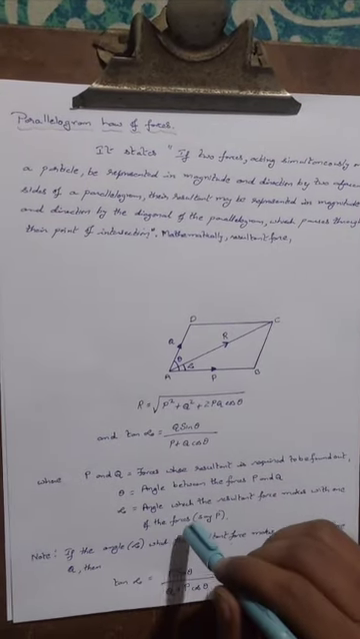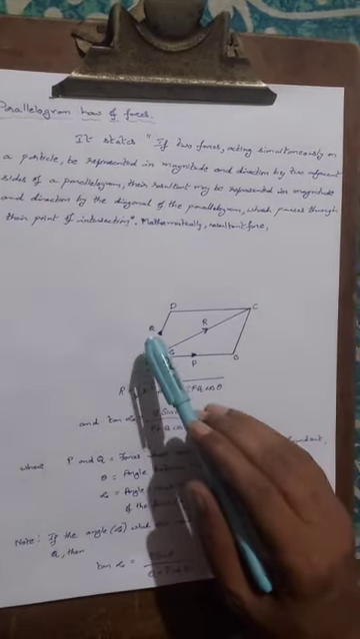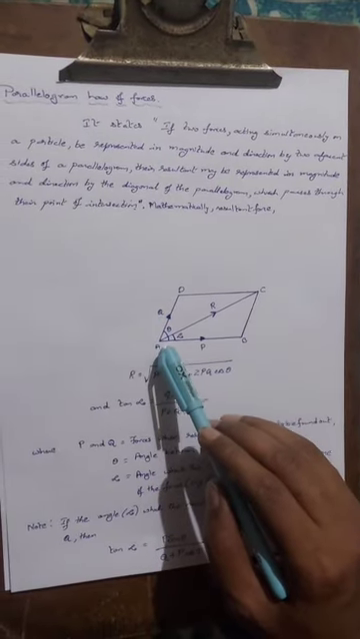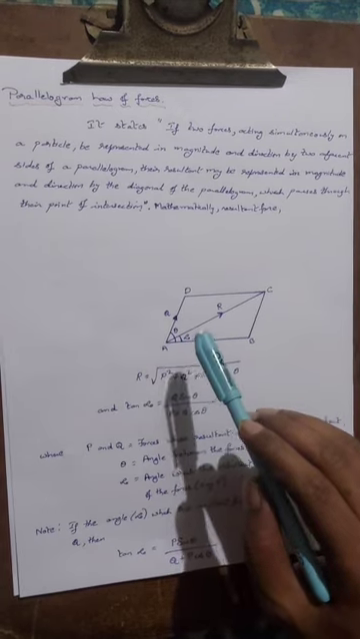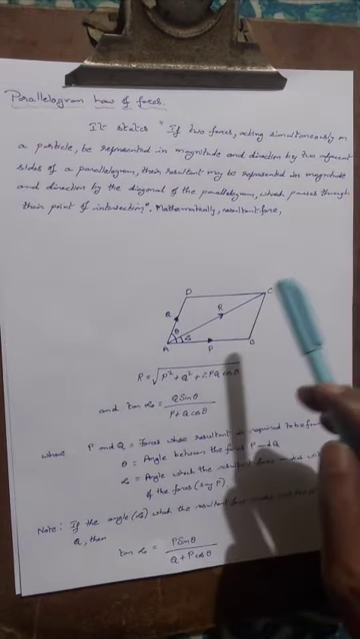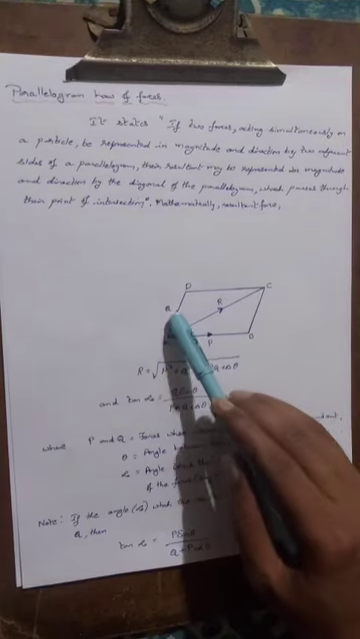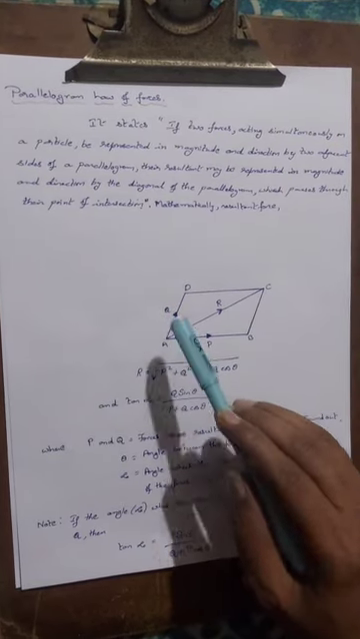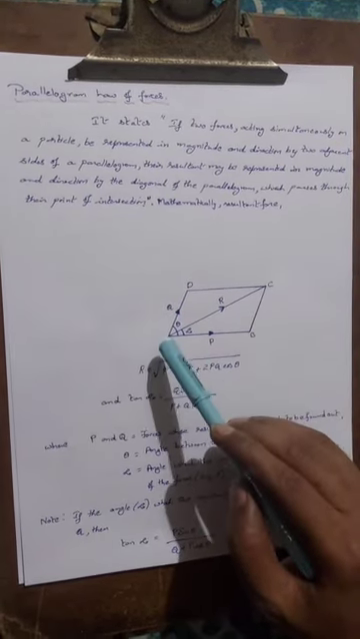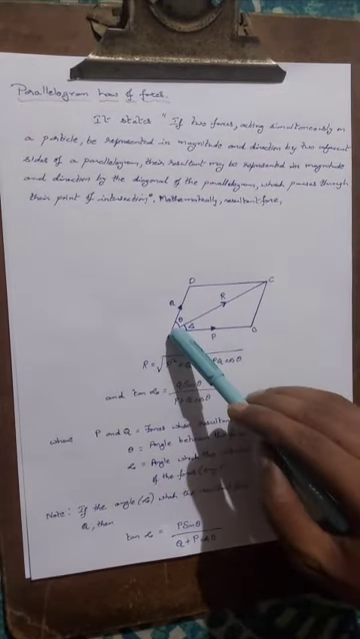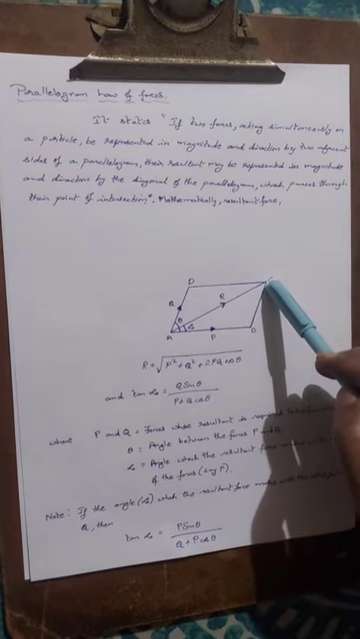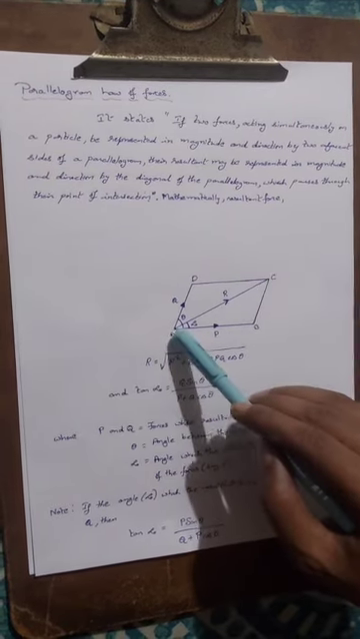Parallelogram law of forces states that if two forces acting simultaneously on a particle be represented in magnitude and direction by two adjacent sides of a parallelogram, then the resultant may be represented in magnitude and direction by the diagonal of the parallelogram, which passes through their point of intersection.